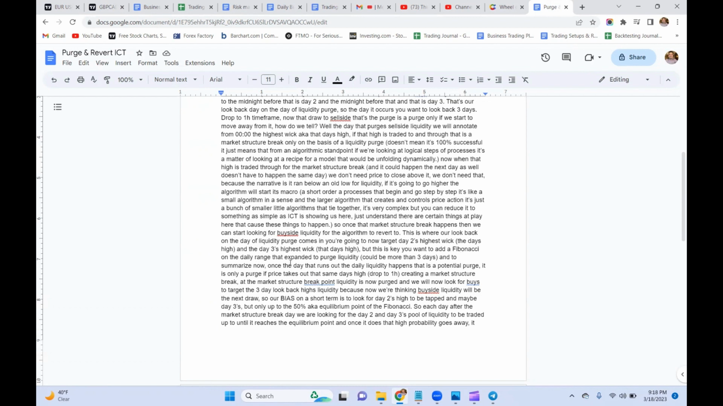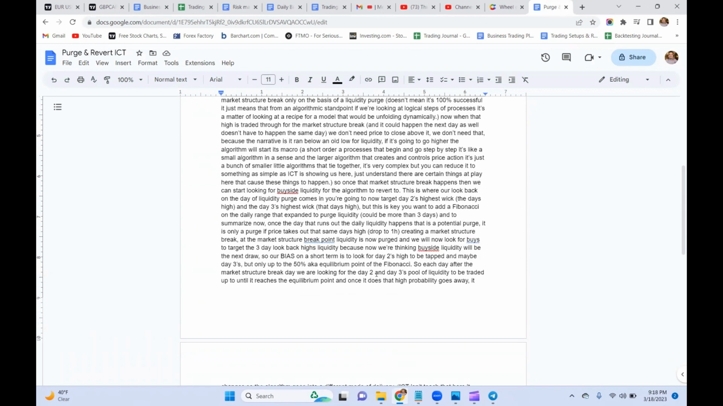And to summarize now, once the day that runs out the daily liquidity happens, that is a potential purge. It is only a purge if price takes out that same day's low. You want to drop to 1 hour, which we did, creating a market structure break. At the market structure break point, liquidity is now purged. We will now look for sells to target the 3-day look back lows liquidity, because now we're thinking sell side liquidity will be the next draw. So our bias on a short term is to look for day two's low to be tapped and maybe day three's, but only up to the 50%, aka equilibrium point of the Fibonacci.